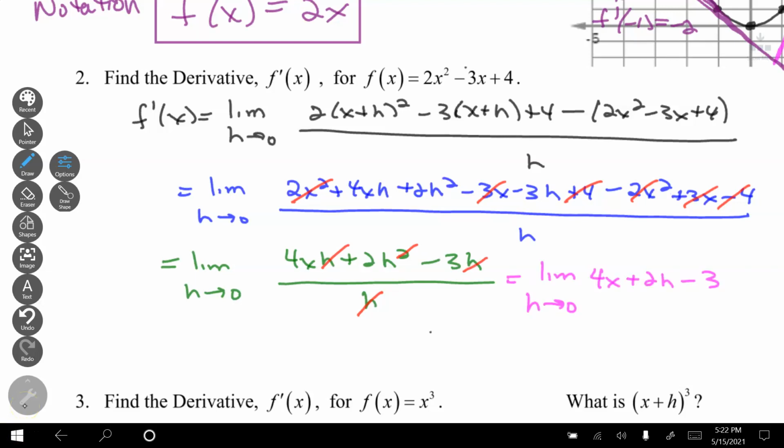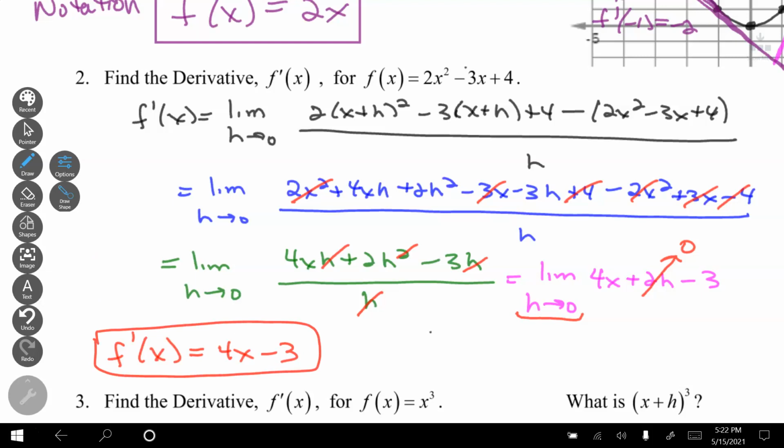So you notice in every step I always carry that limit as h goes to 0. And now when I get to the last step, when I don't have that fraction anymore, I don't have the denominator, I can plug in h equals 0. So this term right here that has an h in it, I put an arrow through it, it goes to 0. And I write as my final notation f prime of x is equal to 4x minus 3. That is the derivative of the original function of f of x. And there we go.